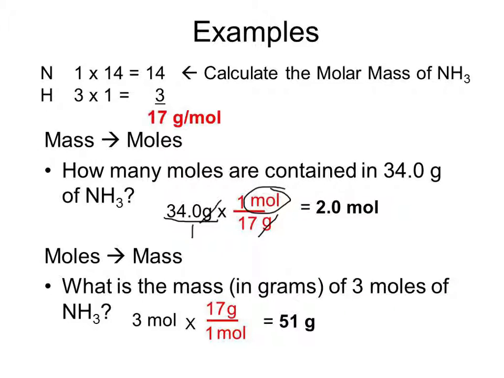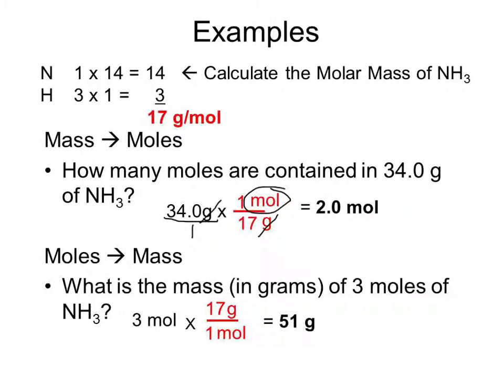moles. Self-check: is the number of moles less than the number of grams? It is, so that's probably a correct answer. Second question, what is the mass in grams of 3 moles of ammonia? Set up the same process. What are we given? We're given the number of moles.